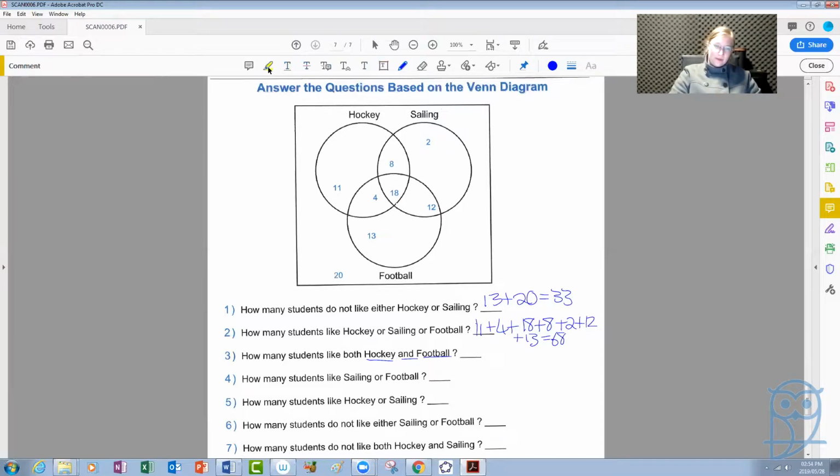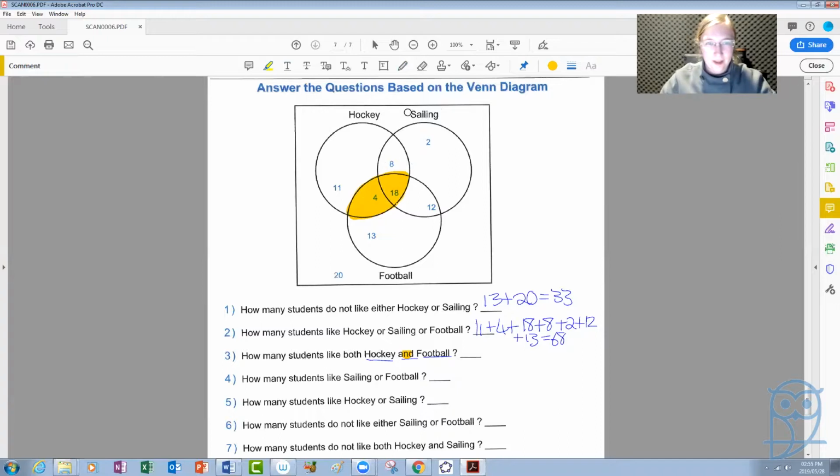So here's our thing. Hockey and football, that "and" over there tells us that we need to look at the intersection between these two things. Remember, "and" has an N, it tells us we need to look at the intersection. So how many students like hockey and football? So that'll be just that part there. So that'll be 4 plus 18, which gives us 22 students.